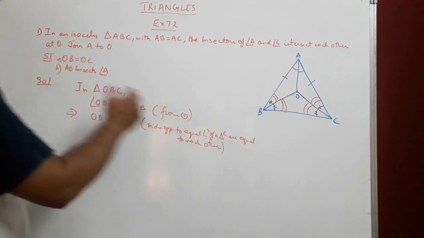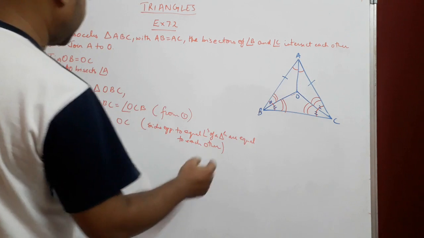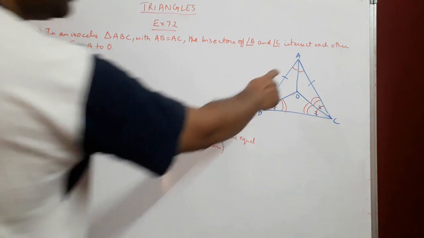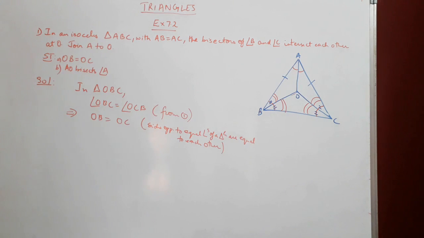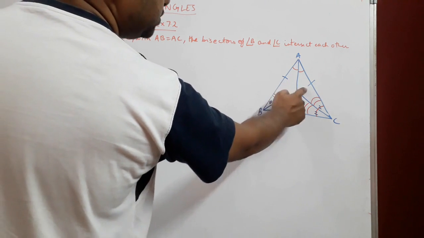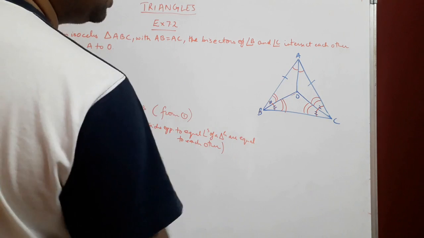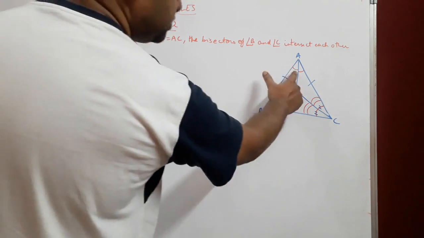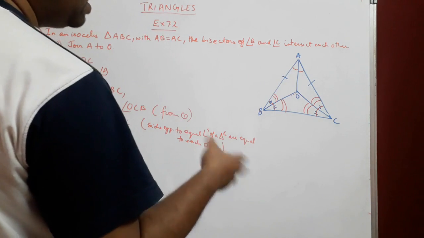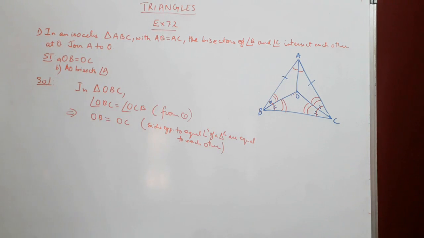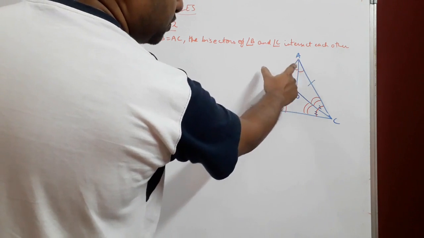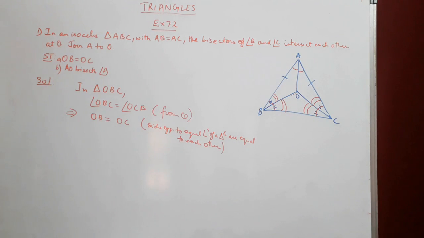Now moving to the next part, to prove that AO bisects angle A. For that we need to show that these two angles are equal to each other. To show that, we have to show these two triangles are congruent to each other. If they are congruent, these two angles are also equal as corresponding parts of congruent triangles. So let us try and prove triangle AOB congruent to triangle AOC.